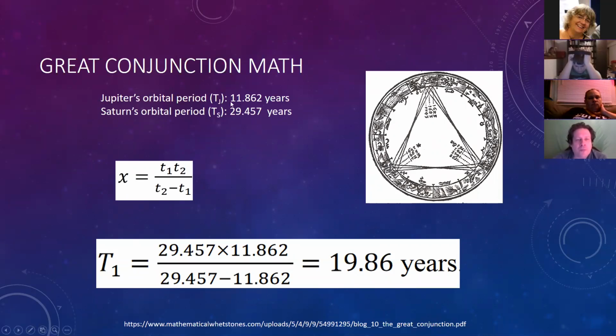So Jupiter takes about 12 years to go around the sun. Saturn takes about 30 years, which is why in that previous animation, you saw that Jupiter was going around a lot faster and would occasionally catch up with Saturn. If you plug these two into this formula, you find you have a conjunction once every 20 years, which lines up with exactly what we saw in that animation. Once every 20 years, you would see Saturn and Jupiter aligned together.